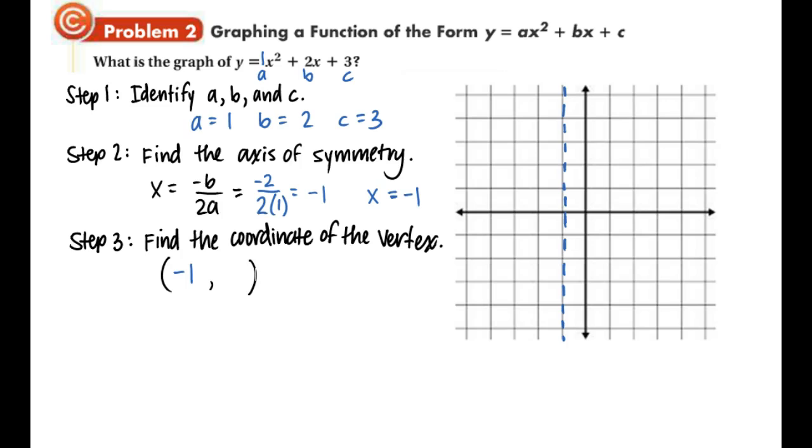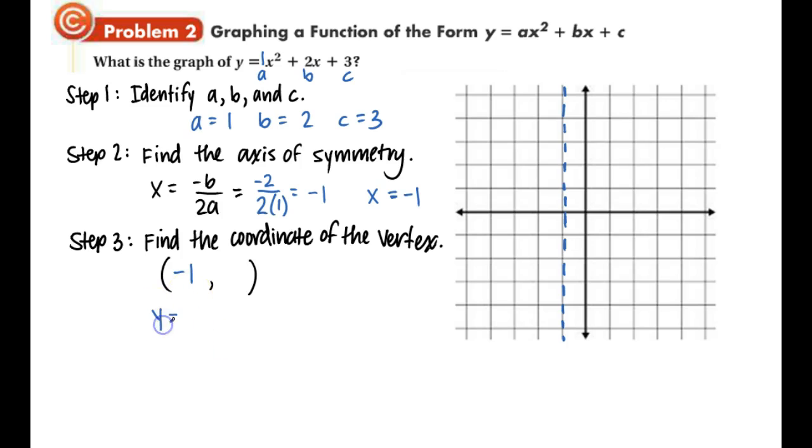We know that the x-coordinate of the vertex is -1 because, as I mentioned earlier, whatever number you get for the axis of symmetry, that is the x-coordinate of the vertex because the vertex is on that vertical dashed line. So we know the x-coordinate is -1. The way that you figure out the y-coordinate is you plug in -1, or whatever the x-coordinate is of the vertex, in for the original equation.